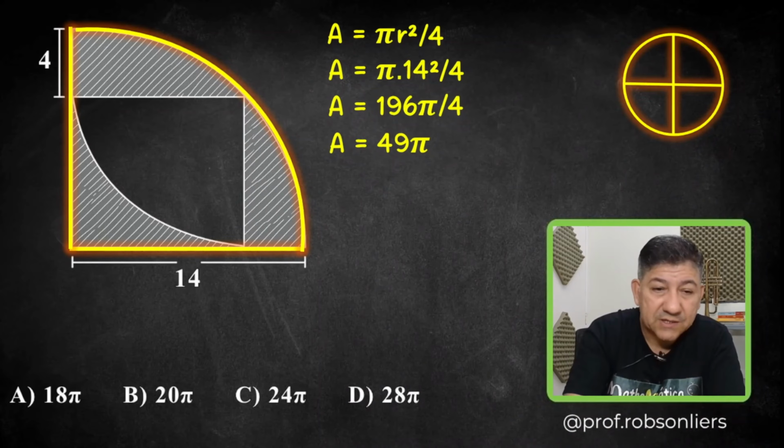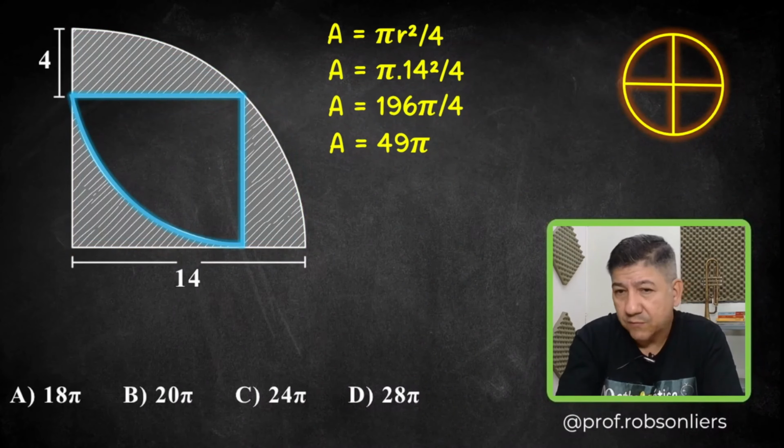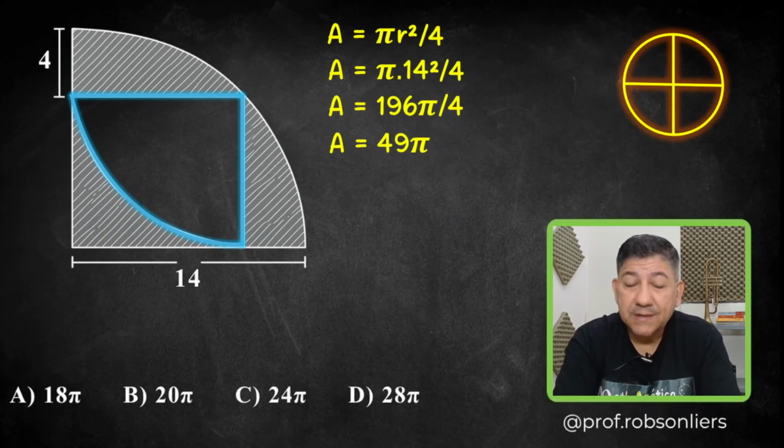Now, the next step is for us to calculate this empty area, this area here in blue, which is actually also a quarter of a circle. If we look at this drawing of the circle that's divided into 4 equal parts, this little empty area, the one in blue, represents this little part here, which is a quarter of the circle. So, to calculate this blue area, we're going to use the same formula. Area equals pi times the radius squared, and since we want to calculate a quarter, all of that is divided by 4. So we need the radius, right?